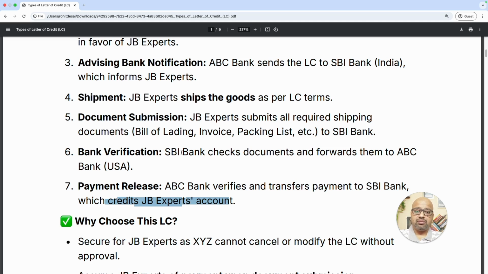Once you receive the LC number and everything, you start working on your production. Once your production is ready, you ship the goods. Based on the LC terms, you collect all the documents, put them into a file, and drop it to your bank. Your bank will verify the documents and send them to the buyer's bank. Once the buyer's bank verifies it, it will send the money to your bank, and later that will be credited to your bank account. This is a very clear structure. Any type of LC, this is how it's going to work, doesn't matter.